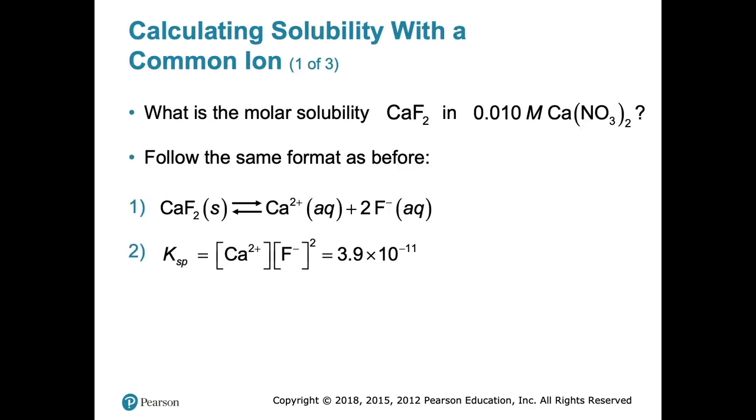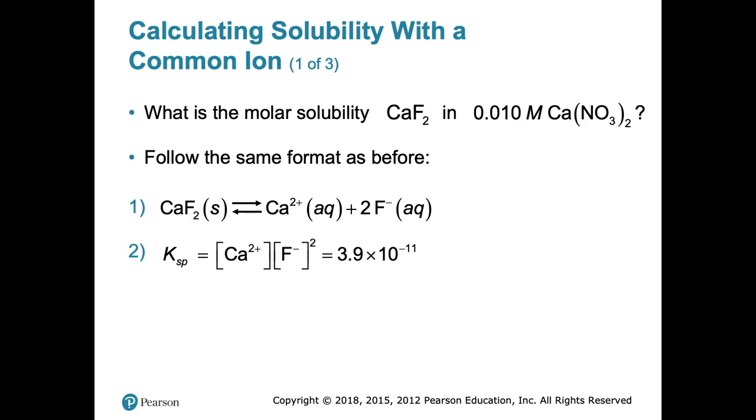Okay, so let's try this now. What is the molar solubility of calcium fluoride in 0.01 moles of calcium nitrate? So now the common ion is calcium, so you know it's going to be different. Same as before, make out your equation. Calcium fluoride becomes calcium plus 2 fluorides. Ksp equals the calcium concentration times the fluoride concentration squared equals 3.9 times 10 to the negative 11, which is the Ksp for calcium fluoride.